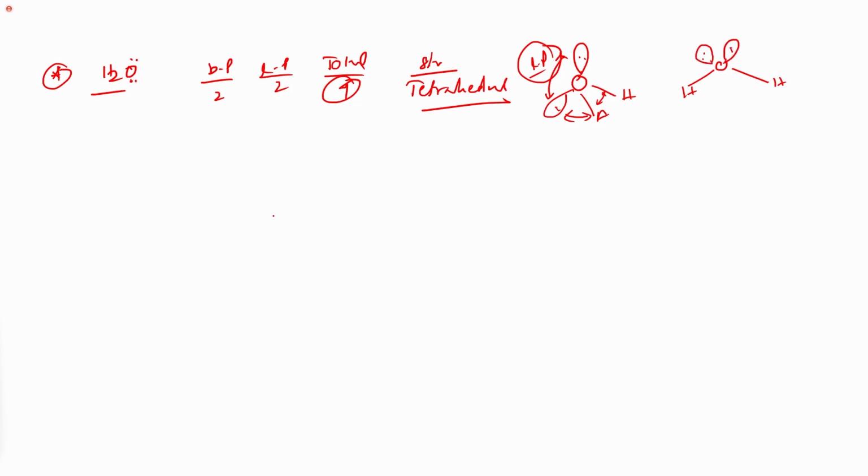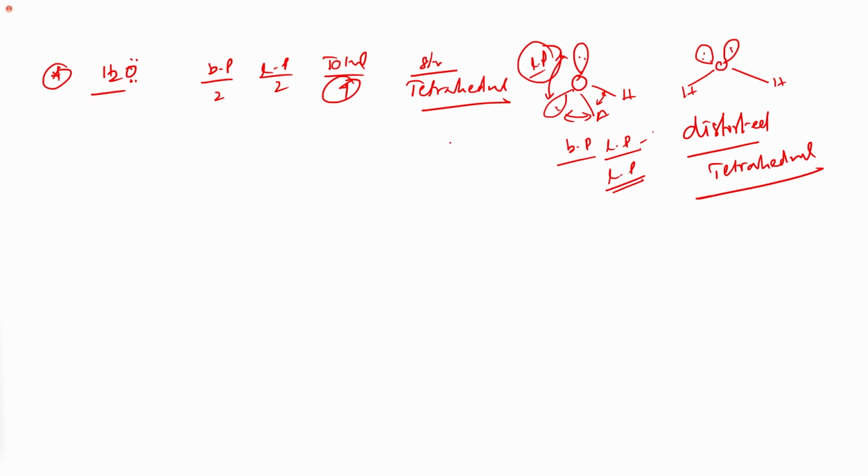Okay, so lone pair repulsion is there. The shape should be tetrahedral, but there are bond pairs and two lone pairs present, so the shape is a distorted tetrahedral structure. The reason is that lone pair-lone pair repulsion is more than lone pair-bond pair repulsion, which is more than bond pair-bond pair repulsion. So due to the presence of these three types of repulsion, the structure is distorted tetrahedral.